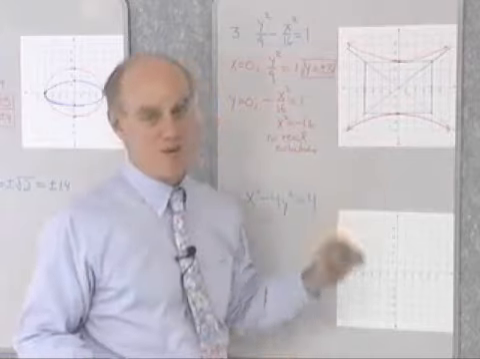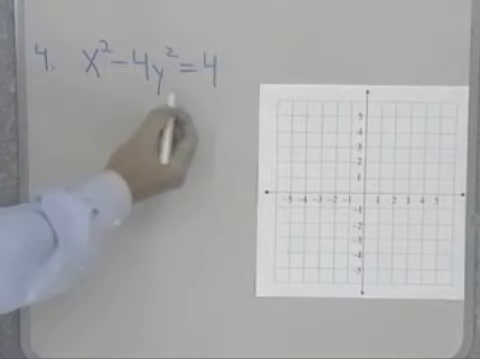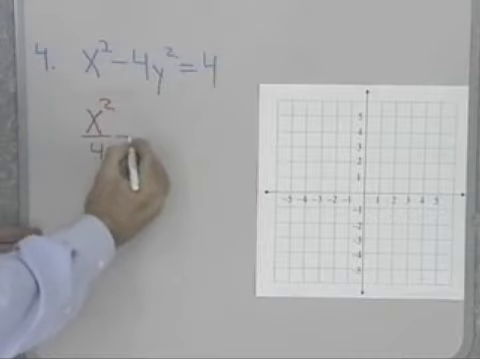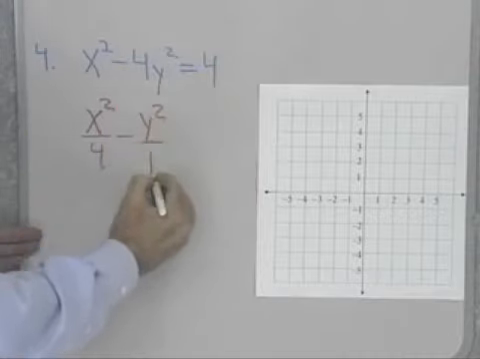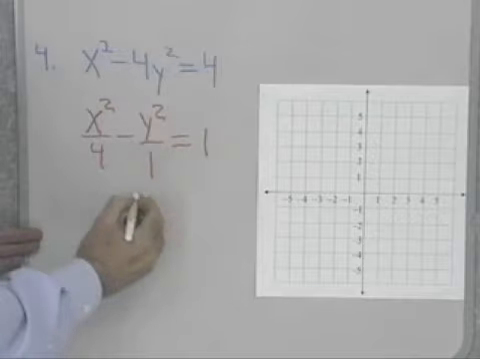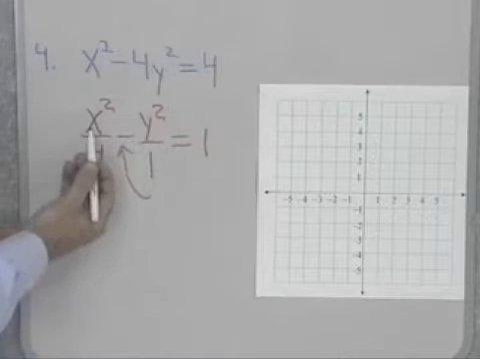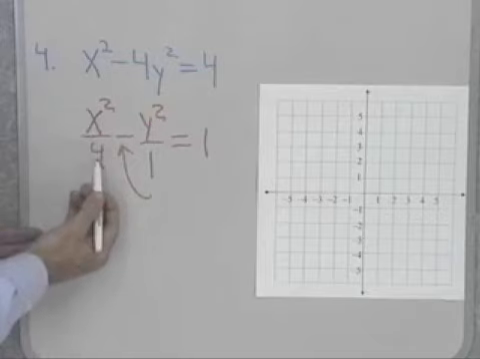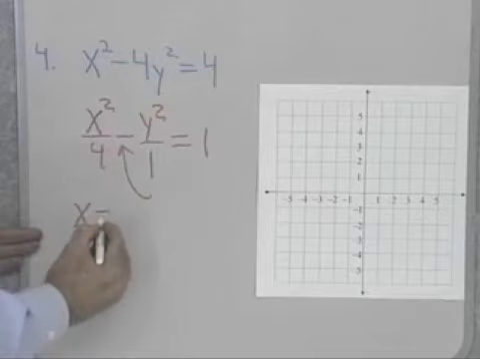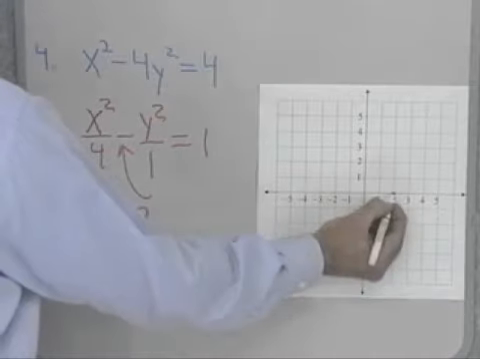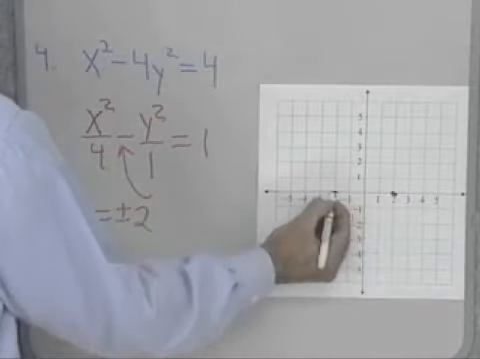Let's try another one of these graphs. I'll put this one in standard form by dividing both sides by 4. I have x squared over 4 minus y squared over 1 is equal to 1. Now because of the subtraction sign here, I know that this is going to be a hyperbola. Now I have x squared first divided by 4, so if I let y be equal to 0, x is plus or minus 2.